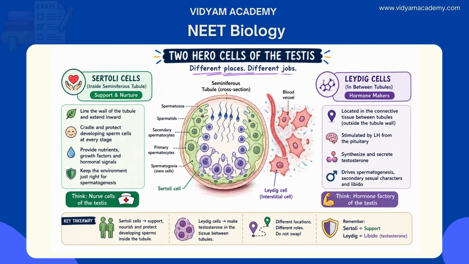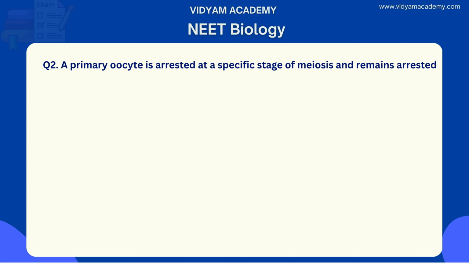Leydig cells, also called interstitial cells, sit in the connective tissue between the seminiferous tubules, completely outside the tubule wall. Under stimulation by LH from the pituitary, Leydig cells synthesize and secrete testosterone, the male sex hormone that drives spermatogenesis, secondary sexual characters and libido. So these two cell types have completely distinct locations and roles, and swapping them is wrong. This is the exact answer and explanation for this question. Next, move to question number 2.